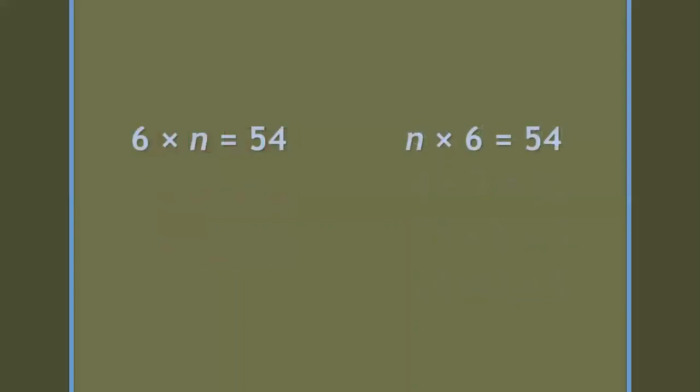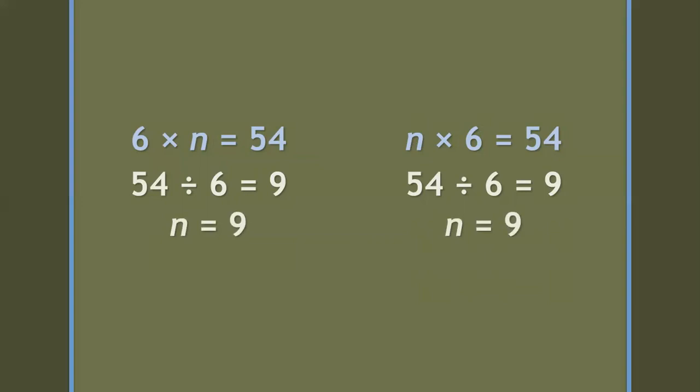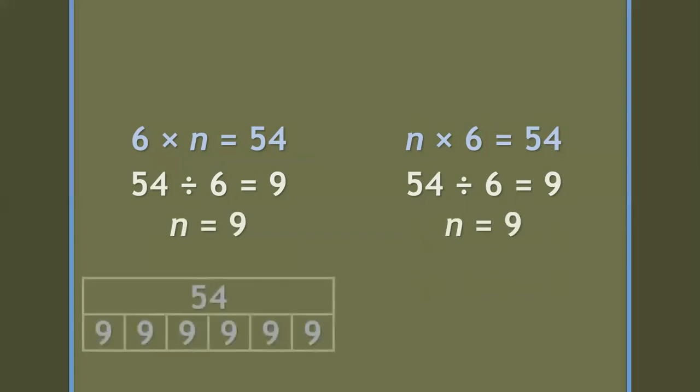On this side, you're going to see 6 times n equals 54, and n times 6 equals 54. Now, in order for us to solve for n, we're going to have to divide 54 by 6. And 54 divided by 6 equals 9. We can come up with it by skip counting up from 6 to 54, or we can do long division, which we will see shortly. So we know that our answer is n equals 9.